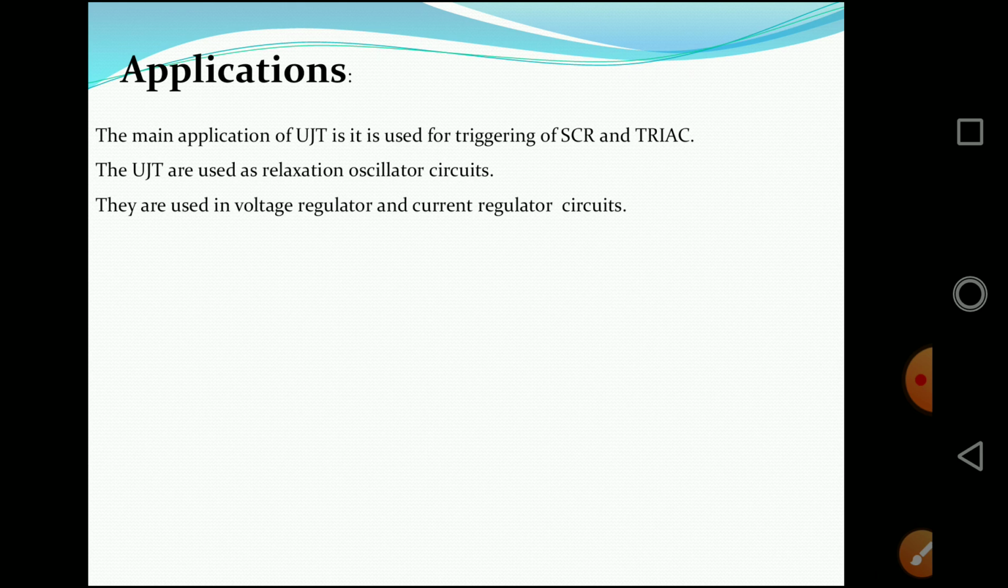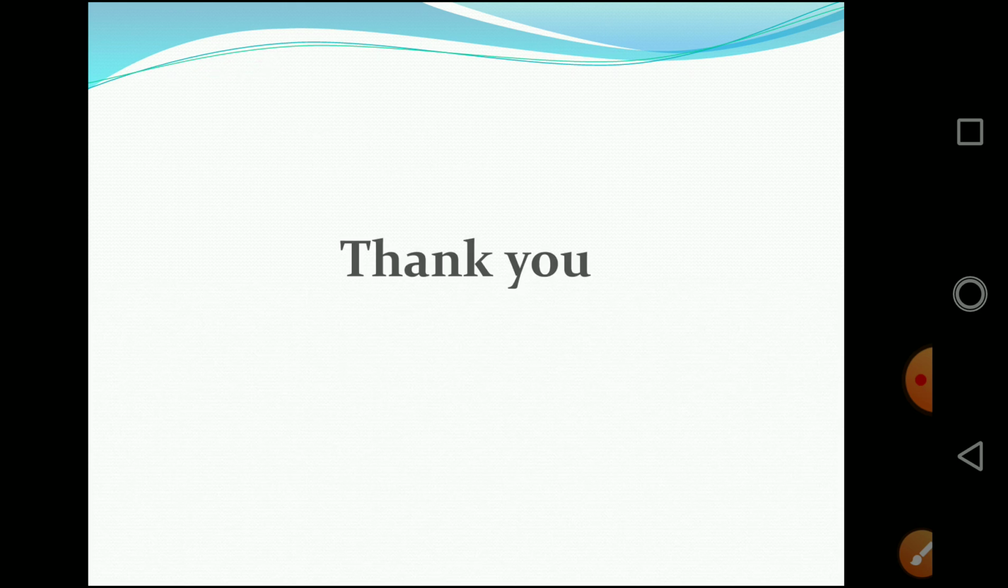As it is a transistor but has different switching characteristics, it is generally used in relaxation oscillator circuits, and also for the pulse generation applied at the gate terminals of the SCR and triac. Therefore, UJTs can be used in triggering of SCR and triac, and also UJTs are used in voltage regulator and current regulator circuits. Thank you.